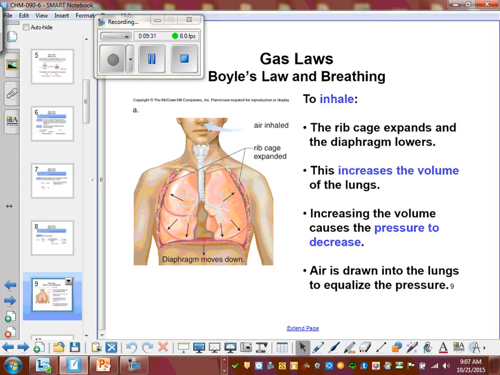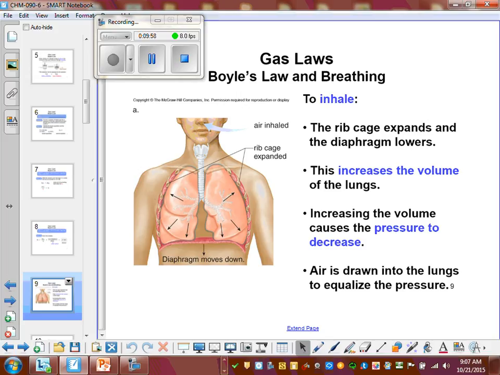Let's look at Boyle's law in relation to something that we all know how to do: breathe. When you inhale, the rib cage expands, the diaphragm lowers. That increases the volume of your lungs. So when the volume increases, what happens to the pressure?